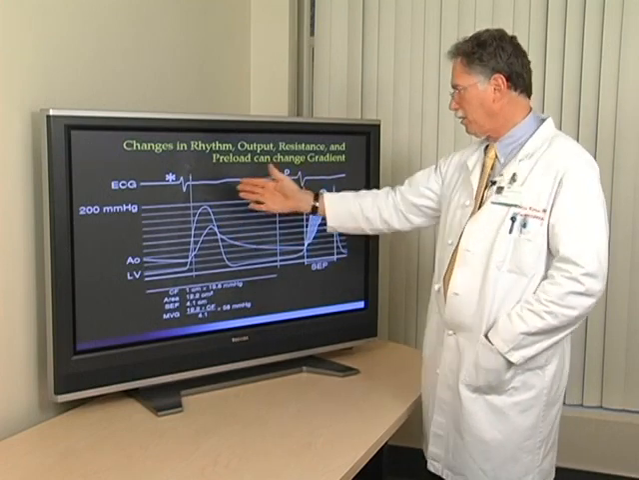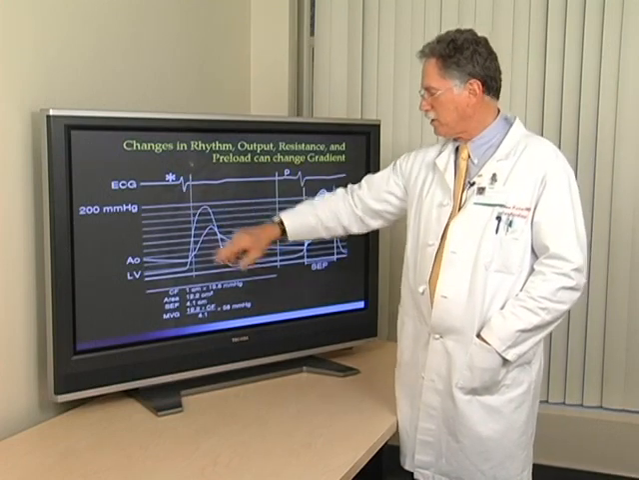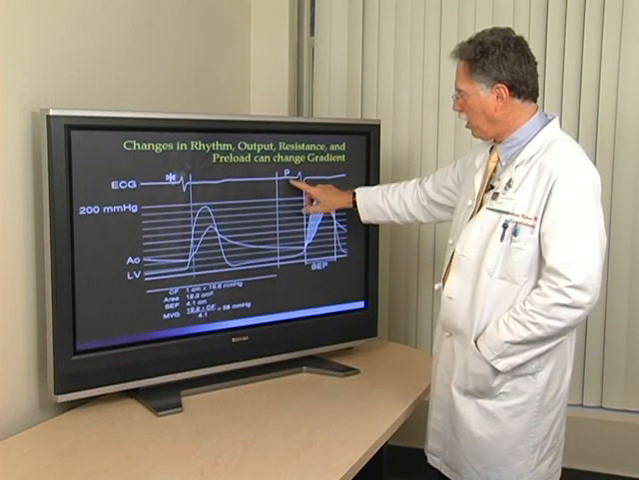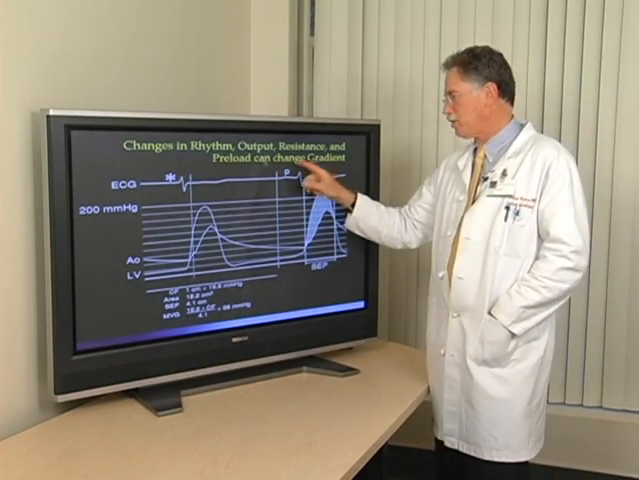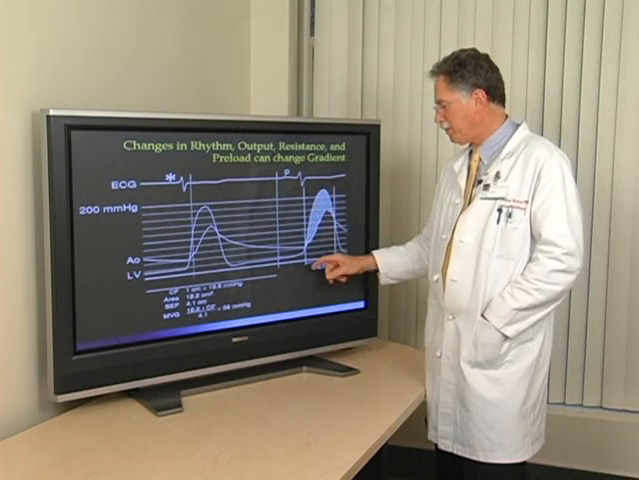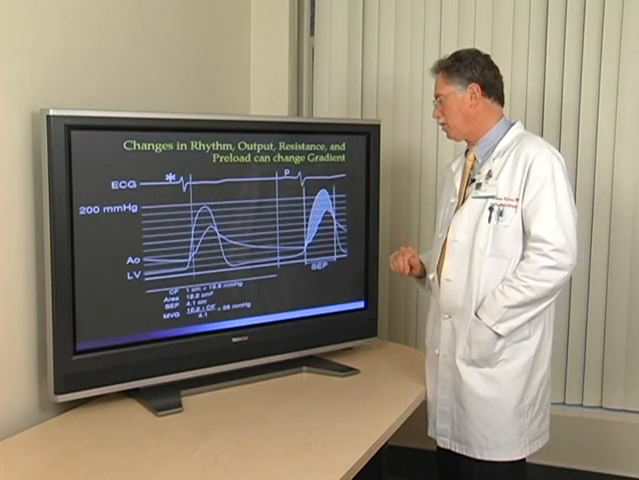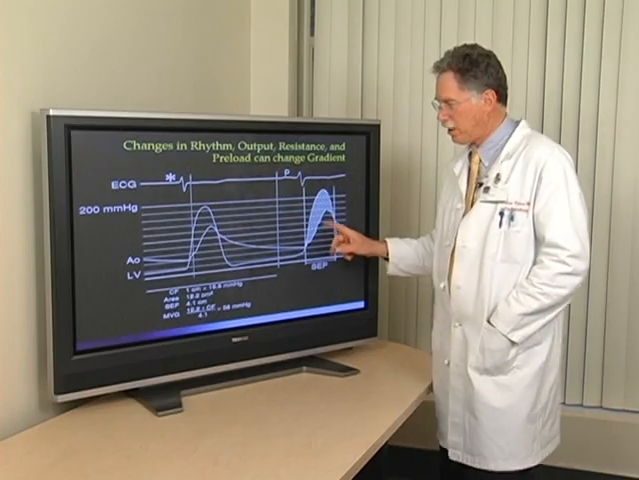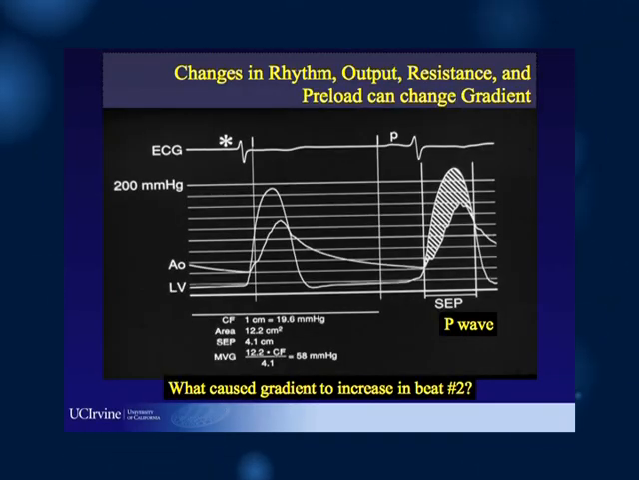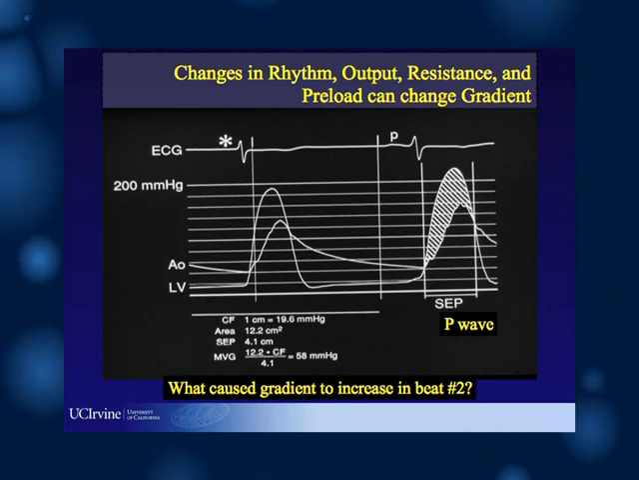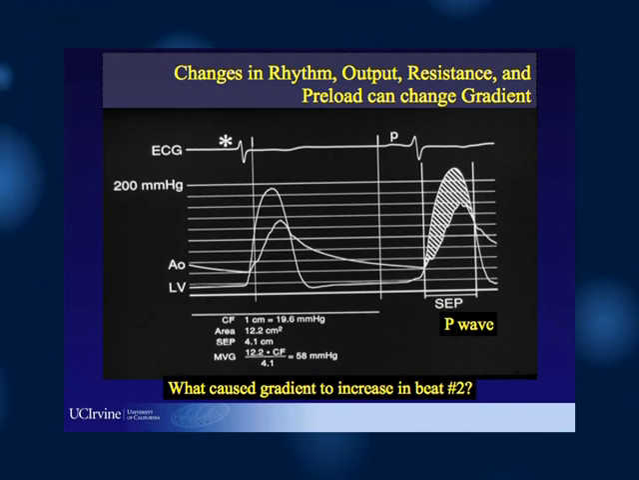And the answer is clearly, if we look at the rhythm strip, this is a junctional beat, and this is an augmented P wave, a normal sinus beat. The atrial kick contributes more cardiac output, more gradient, and shows us this aortic stenosis better. So it's important to remember patients who have aortic stenosis often need their atrial kick to maintain a good cardiac output in critical aortic stenosis.